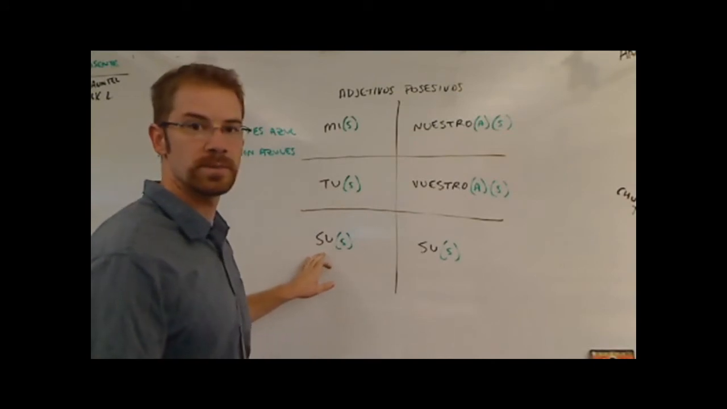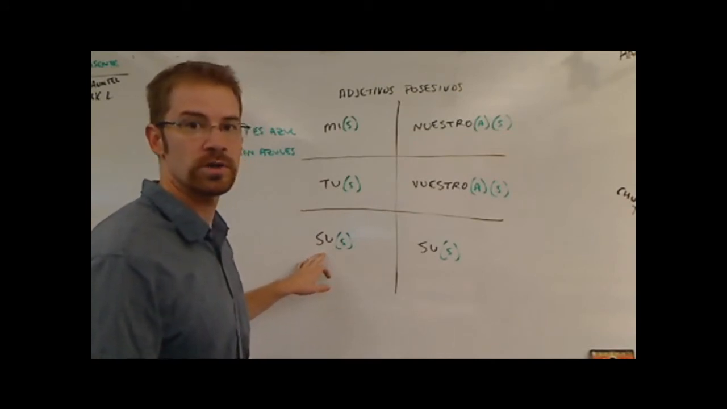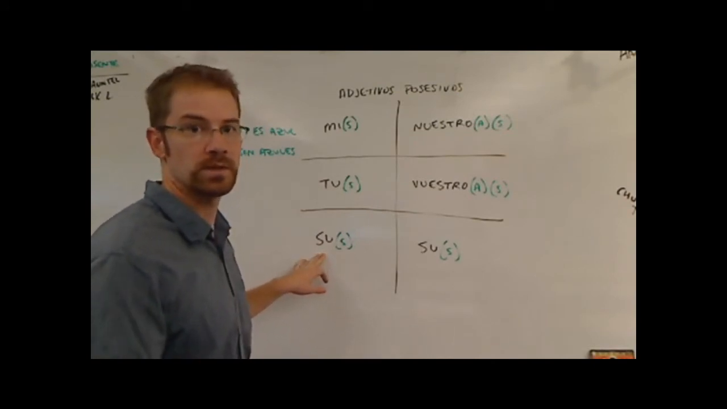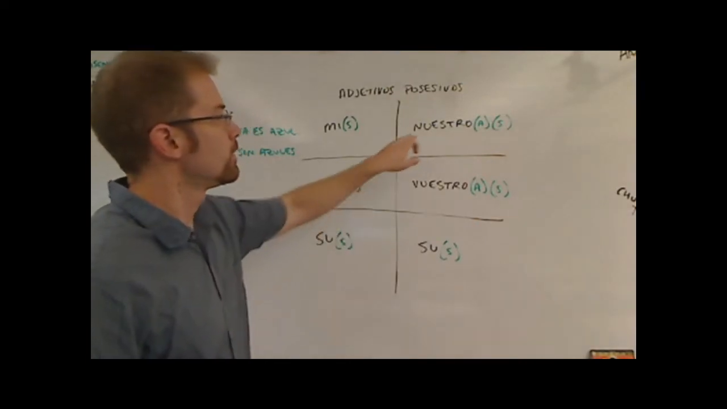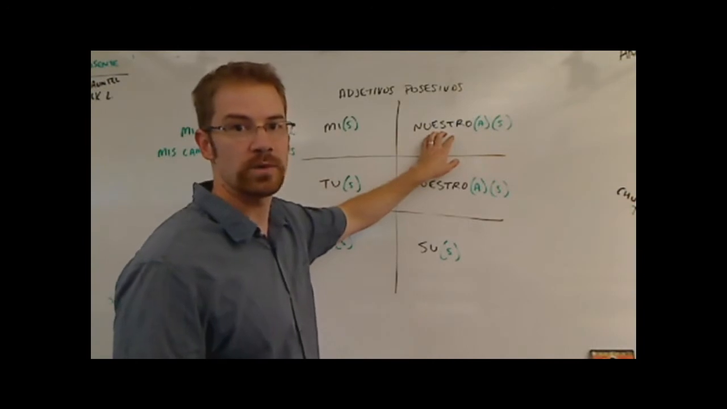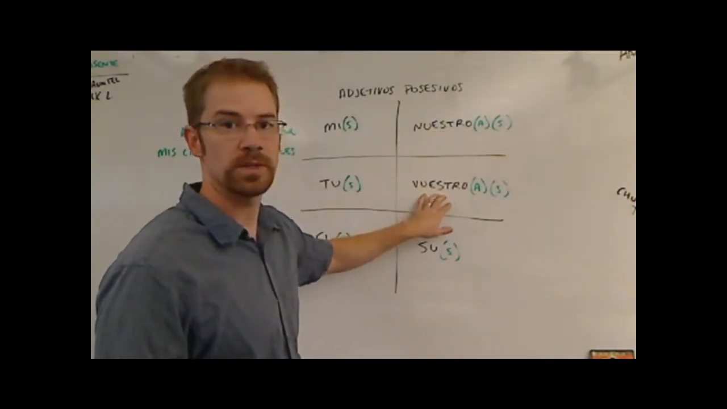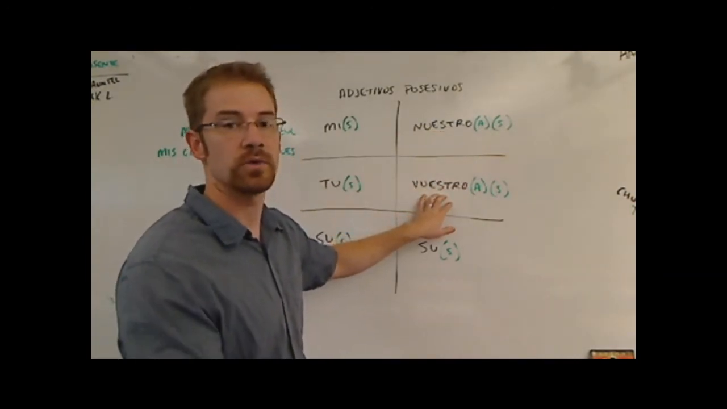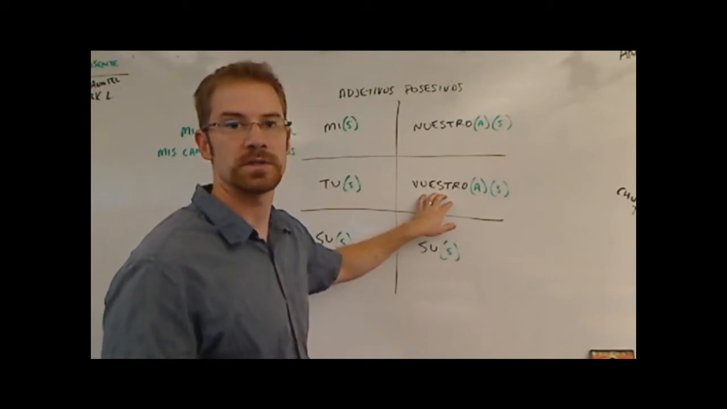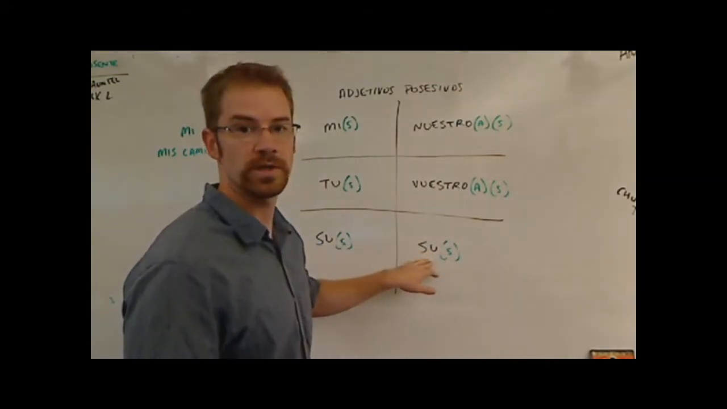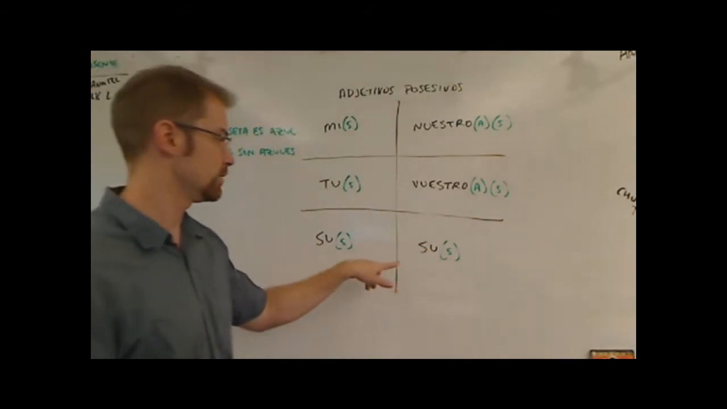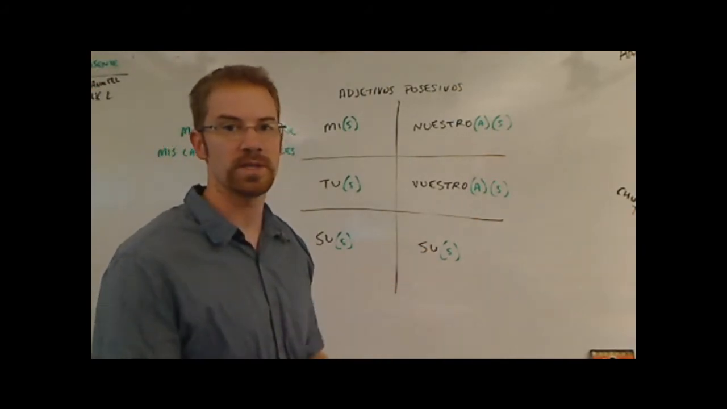Su down here means his, her, or it can mean your for usted, like if you're talking to your teacher, your classroom is big, you could use su. Over here, nuestro means our. Vuestro means your plural, like if I was talking to my students, I could say your books are in the library. And then su over here, it's exactly the same as this, the pronunciation and the spelling and everything, but the meaning can be different.